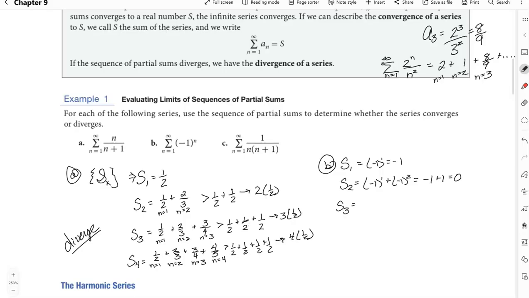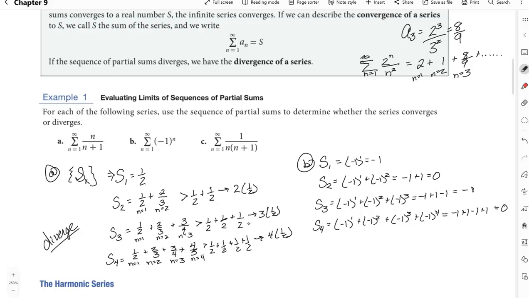But look at what happens with that third one. We've got -1 to the first plus -1 squared plus -1 to the third. So I'm going to have -1 plus 1 minus 1, and that's going to be a -1. And then when I look at S4, -1 to the first plus -1 squared plus -1 cubed plus -1 to the fourth, I'm going to end up with -1 plus 1 minus 1 plus 1, which is going to give me 0. So while the terms are bouncing back and forth between -1 and 1, that sum is bouncing back and forth between -1 and 0.